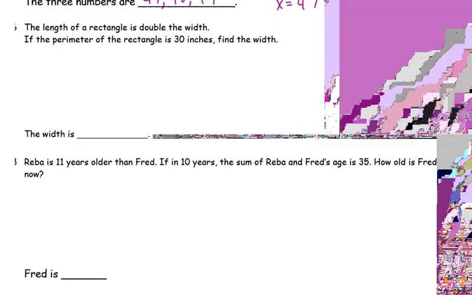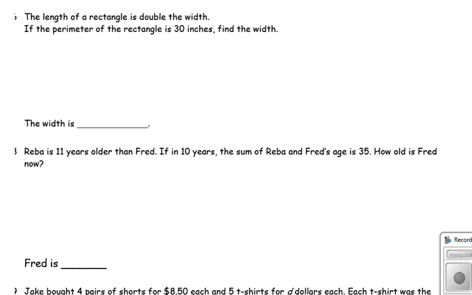The length of a rectangle is double the width. The perimeter is 30 inches. Find the width. Start by drawing a diagram. Since you know a little bit about the length, the width gets the variable. And it says the length is double the width. Double would mean twice as much, so 2W. Then if this side is 2W, then this length is also 2W. And if this width is W, then this width is W.